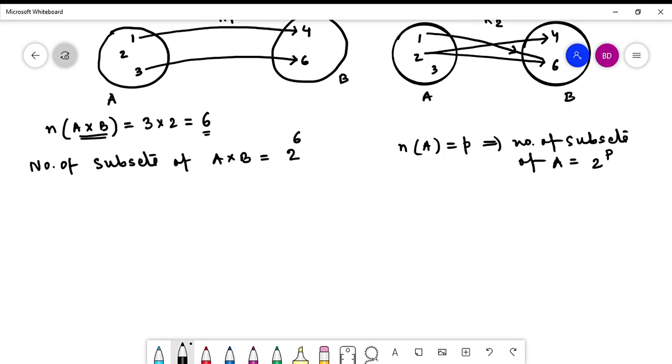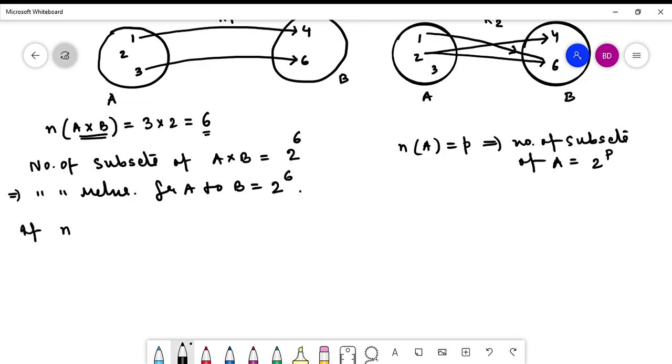So if you now combine these two facts, then you can say that if the number of subsets is 2 to the power 6, then the number of relations is also 2 to the power 6. So this implies that the number of relations from A to B will also be 2 to the power 6. So if I want to generalize this result, then what is happening?